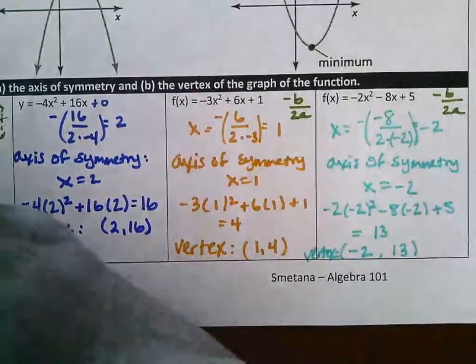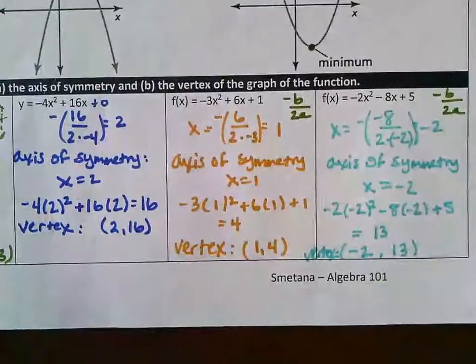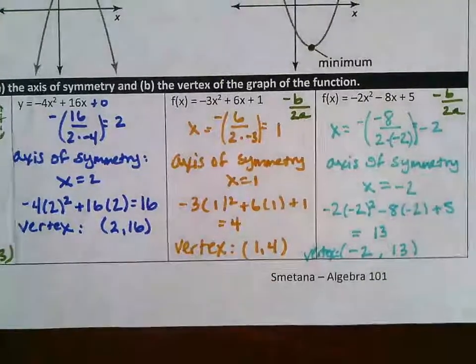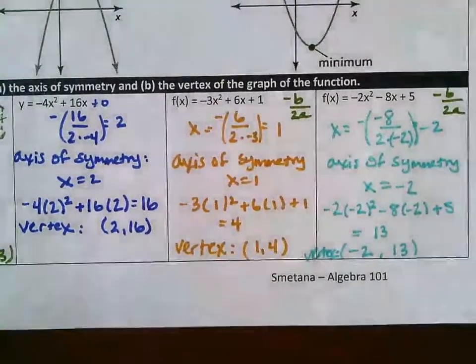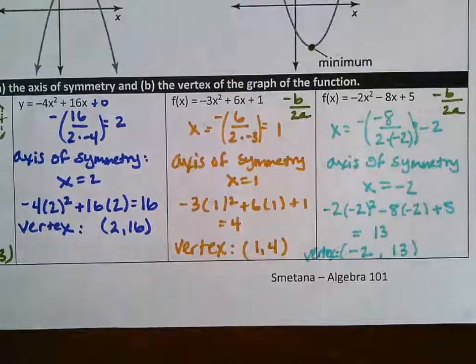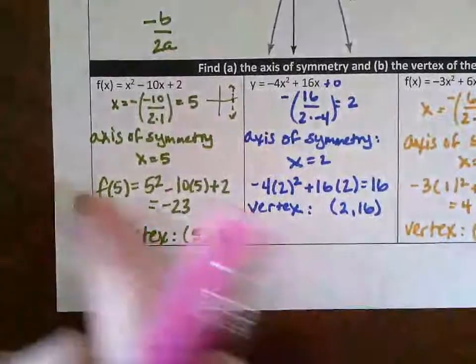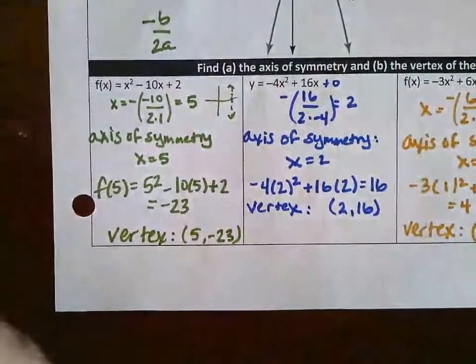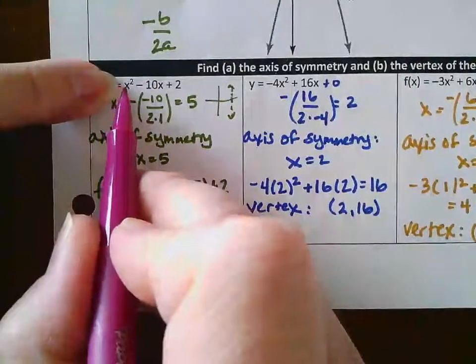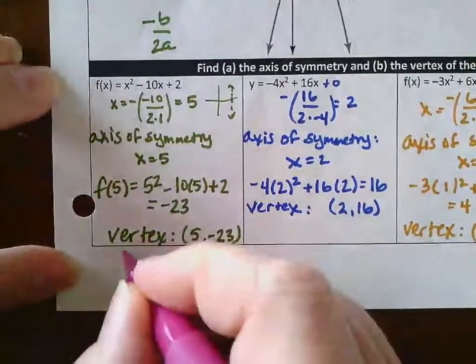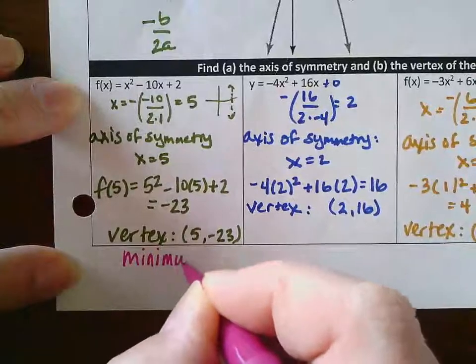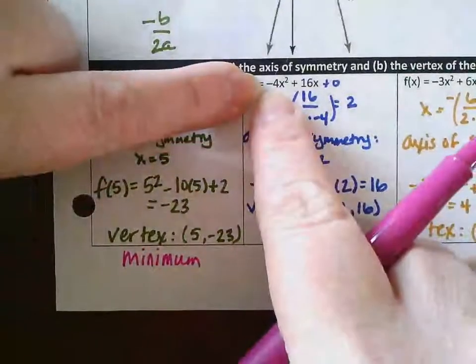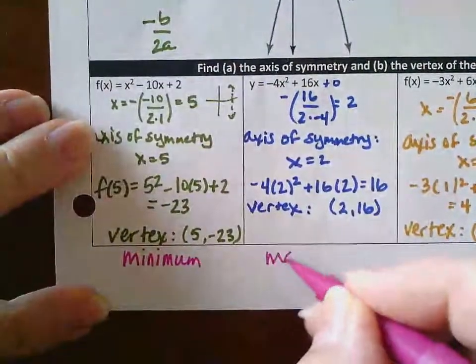Okay. Now I'm just going to go back through these real quick, and I know it's not asking me to, but I'm going to show you how you can determine whether you have a maximum or a minimum on these, because we're going to be doing some of that on the back side. So this is positive. So this is a minimum. This is negative. So this is a maximum.